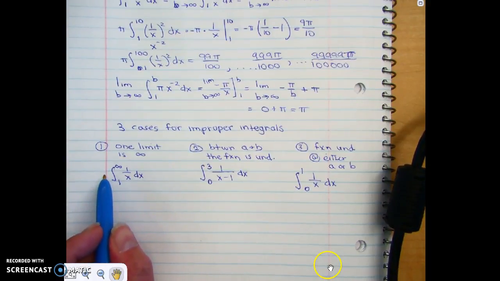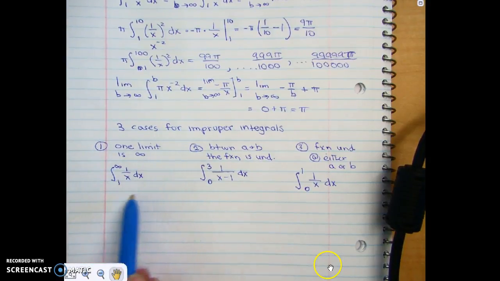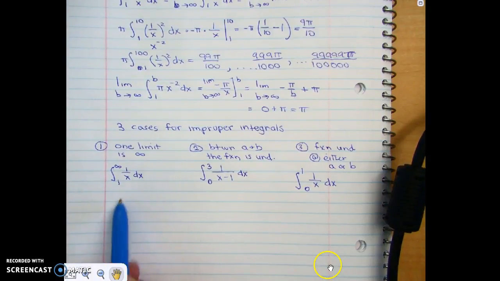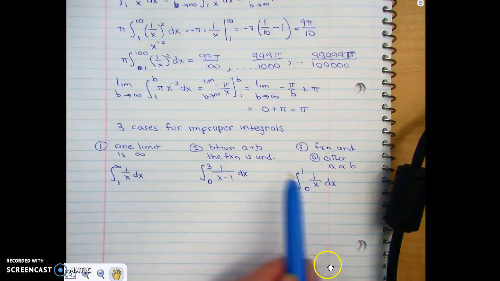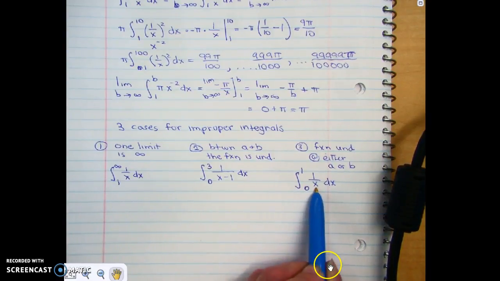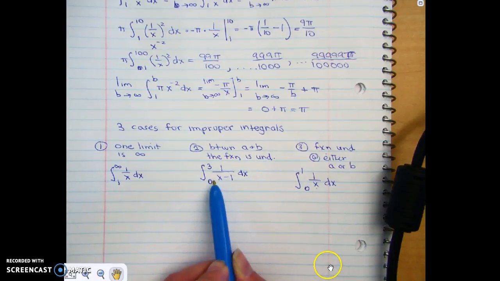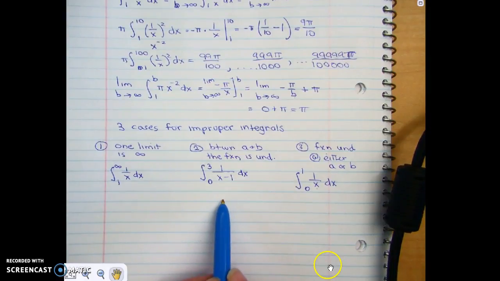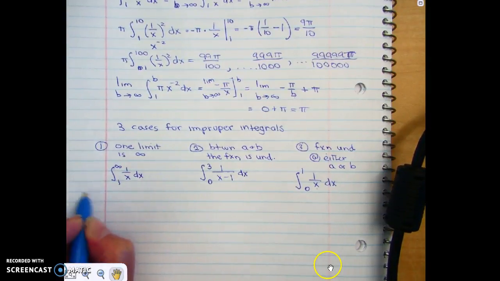That's right. That's when you would set up a limit to help you evaluate it. Probably the one that most frequently occurs on the AP exam is one where one of the limits of integration is infinity. The next most frequent one is where one of the endpoints of integration is a place where the function is undefined. This middle case here occurs less frequently on the AP exam, but it is also solved the same way. Okay? All right, so you're going to set up a limit in each case.